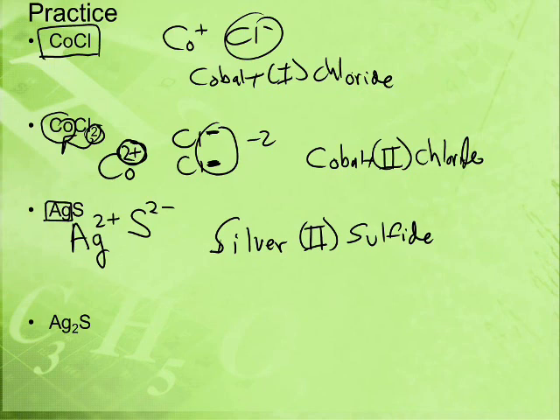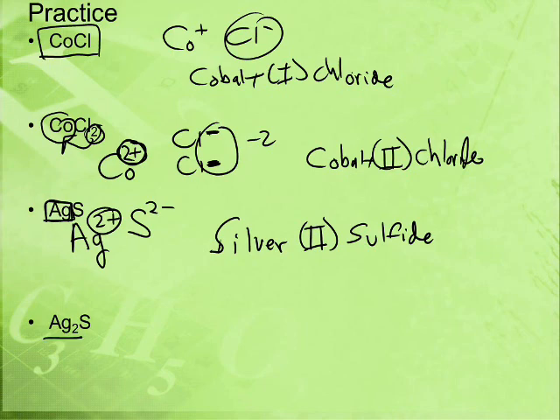A lot of people will mix up. They'll see there's only one silver here, so they'll say it's silver 1 sulfide. But you have to again look at that charge. It's a 2 plus, so it's a silver 2 sulfide. You don't look at the subscript. Now this confuses a lot of people, such as when we get to naming covalent bonds, because that's when we use prefixes. But with the transition metals, we look at the ions, the charge, to name it.